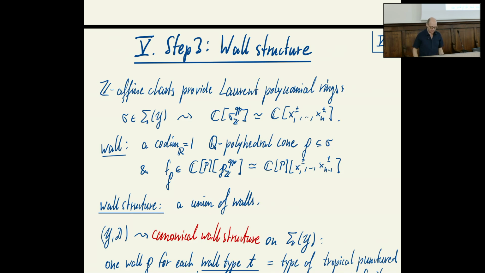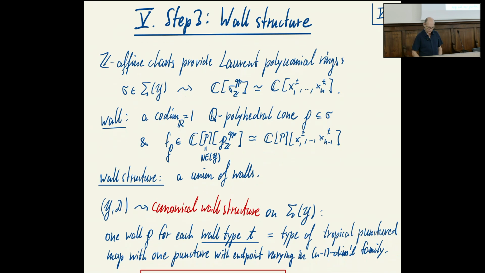And a wall would be a real codimension 1 rational polyhedral cone in one of these maximal cones, sigma, and a Laurent polynomial with coefficients in, here I have a P. The P is my NE of Y. Change notation somewhere. With coefficients in this curve class ring. So it looks like C[P] and then a Laurent polynomial.